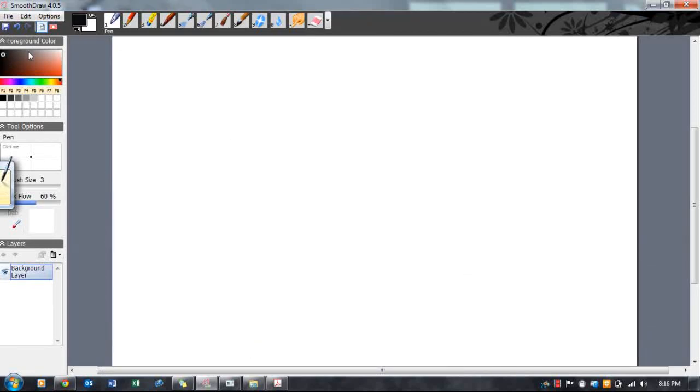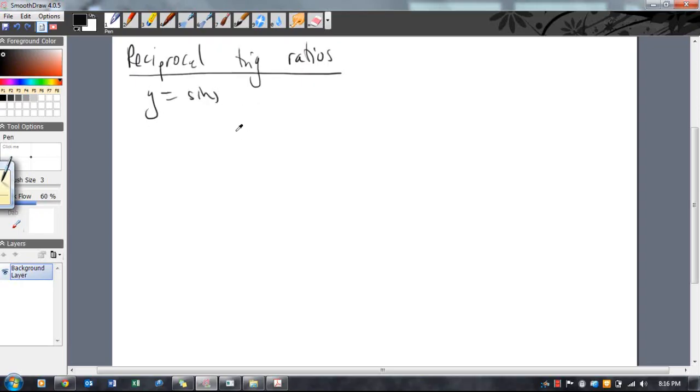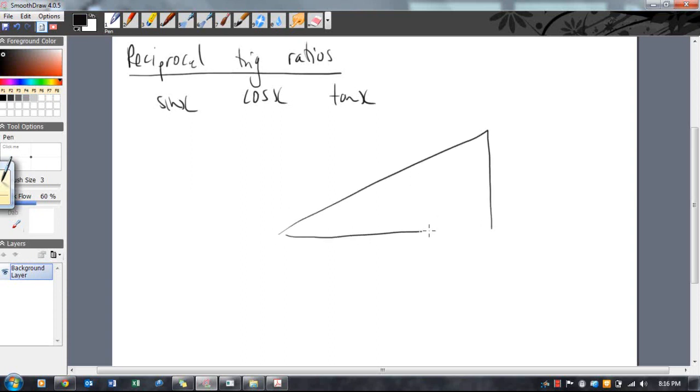Okay, again, what we're going to start looking at now is the reciprocal trig ratios. So far we know a lot about sine x, cos x, and tan x. And if you just remind yourself about what these things mean, remember sine x.